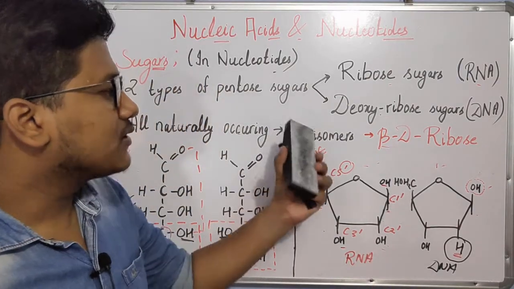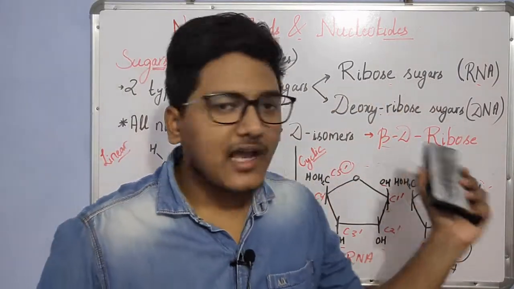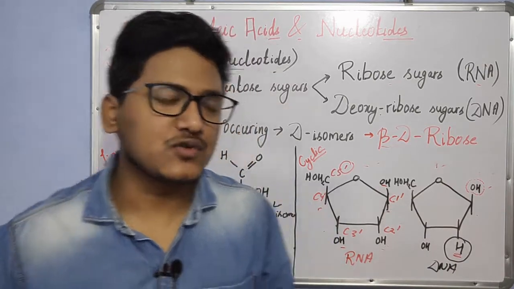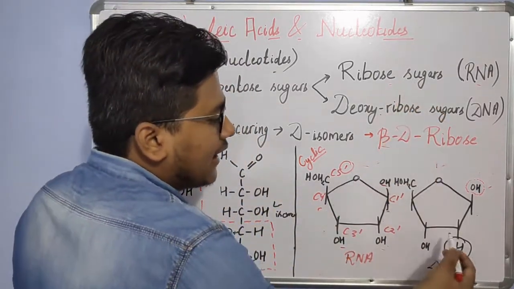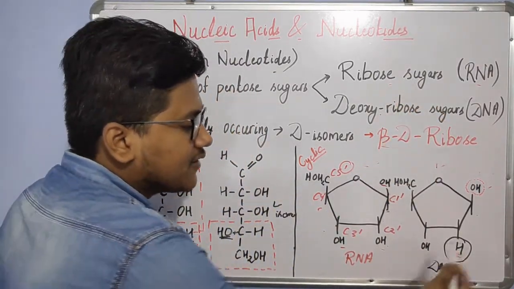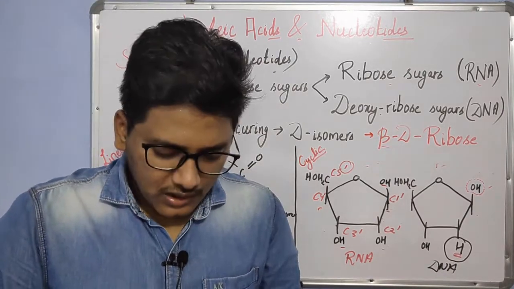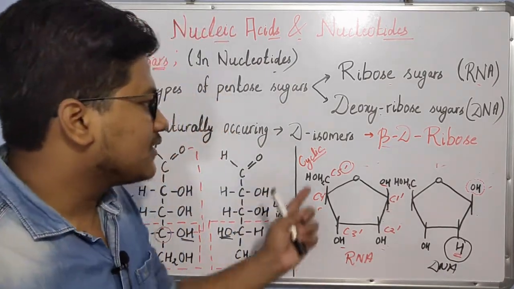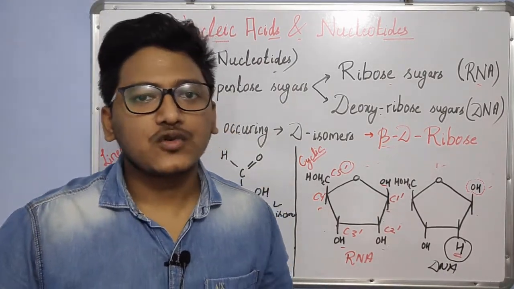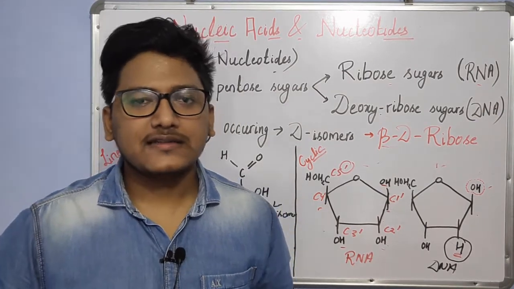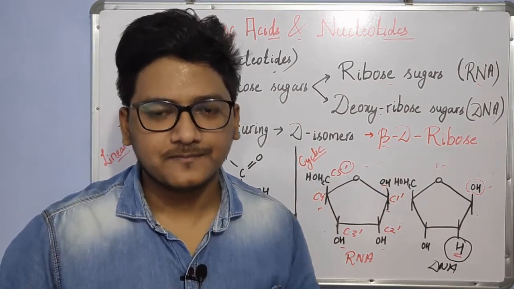So this is all about the beta-D-ribose sugar and the beta-D-deoxyribose sugar, and how DNA and RNA differ in the presence of the hydroxyl group. One more thing that we will study about the ribose sugars is sugar puckering. So let's have a look at the sugar puckering.